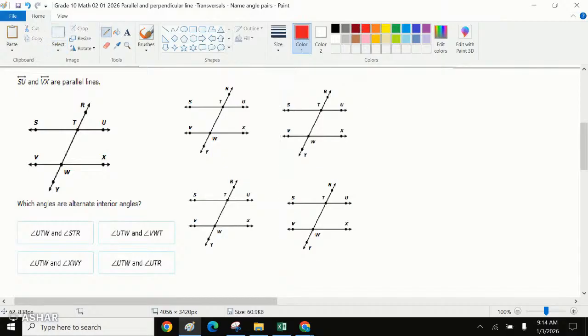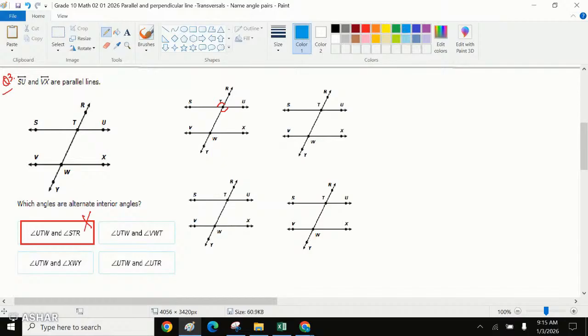In question number 3, it says SU and VX are parallel. The 2 horizontal lines are parallel lines, right? So we need to see which option is correct. The first option that we have is UTW and STR. Where is UTW, this angle, right? And STR. They are not interior angles, right? Okay, they're not.